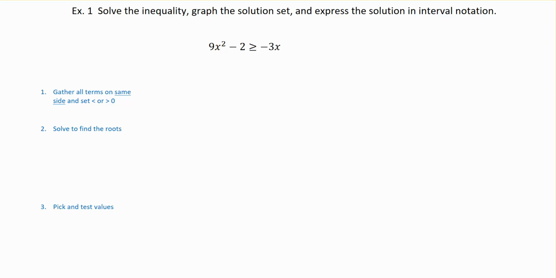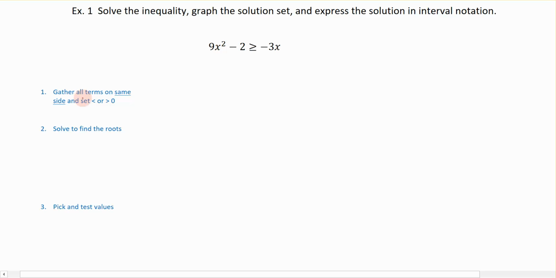Well, what if I want to solve a polynomial inequality and I don't have the graph? I want to do it algebraically. That's what we're going to cover in this video. So here I have the polynomial inequality 9x squared minus 2 greater than or equal to negative 3x.